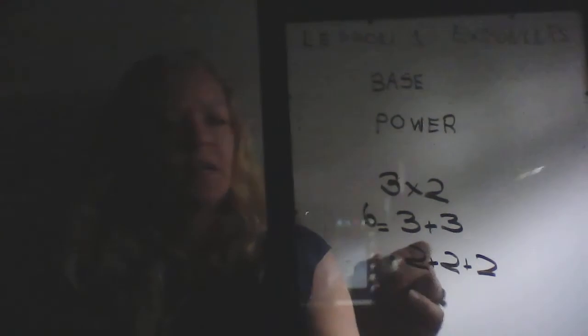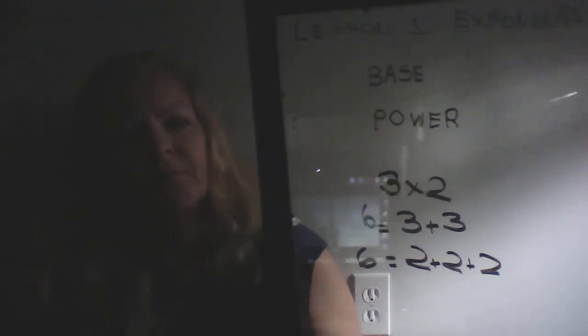2, 2, 2, what would that equal? Also 6. So 2 groups of 3 or 3 groups of 2 using the commutative property of multiplication. You can do that either way. Now, an exponent has a base and a power. The power is the same as the exponent number.